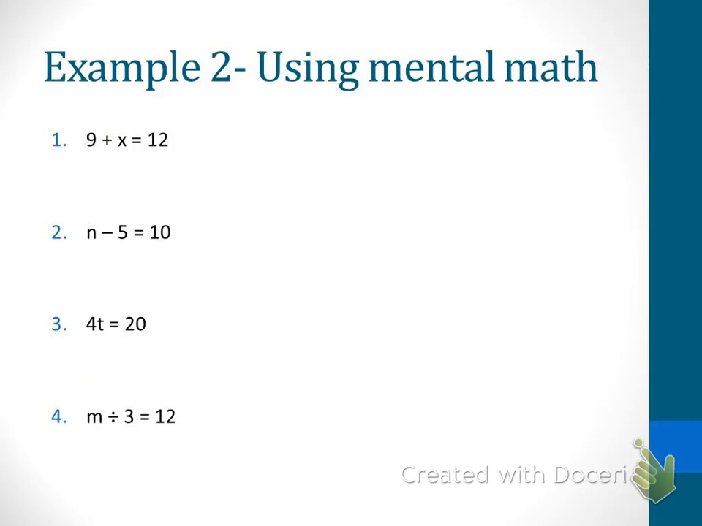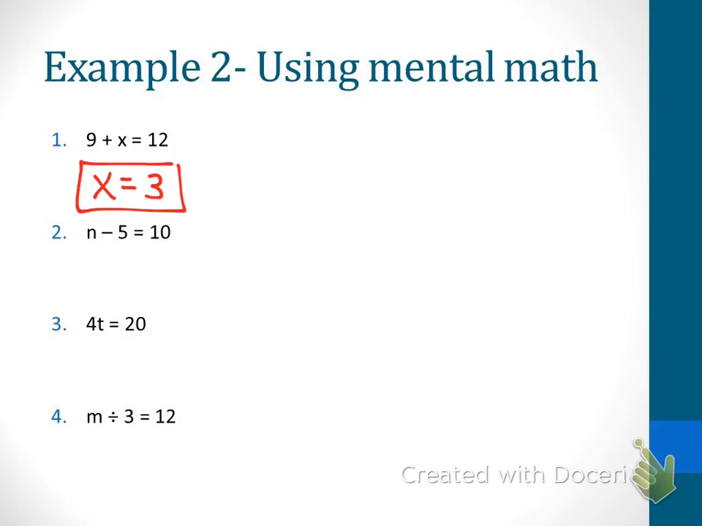All right, so on number 1, 9 plus what number equals 12? And what would the answer be, Joshua? 3. Very good. So the way that I would write my answer is x equals 3. Don't just write 3. You need to make sure that you write the variable as well. So x equals 3.